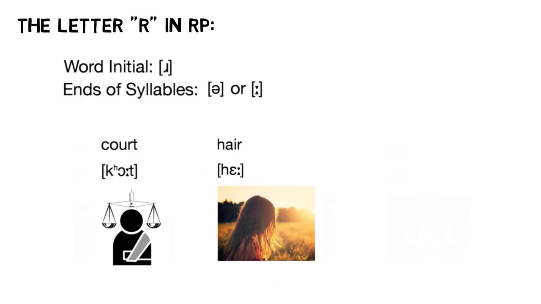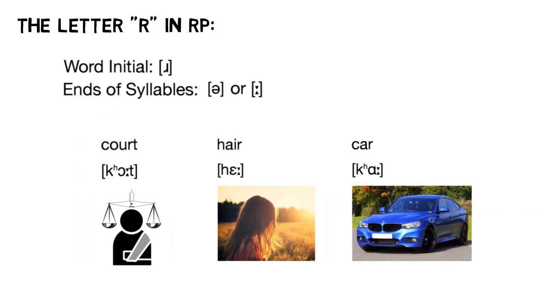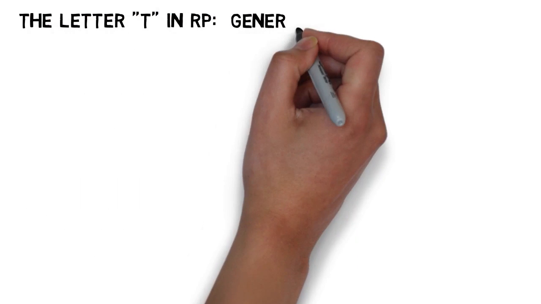Then there's air, as in hair. It's just an extra long sound. And r, as in car, which is the same sound we've already discussed in bath and mass. So that's all for R, and we are just about done. We just have a couple of small changes in T and L. We'll start with T. In most cases, T is pronounced the same in American English and RP.